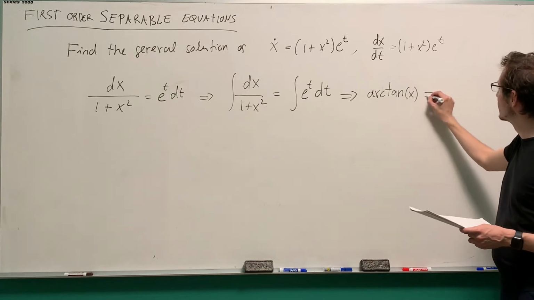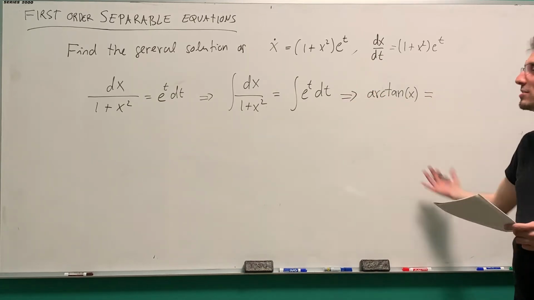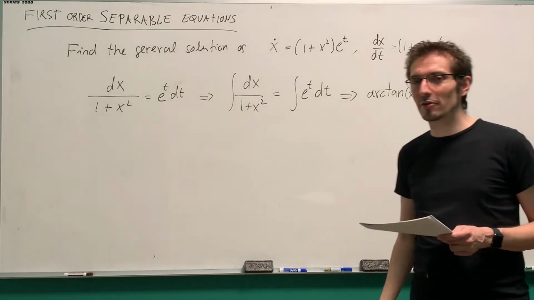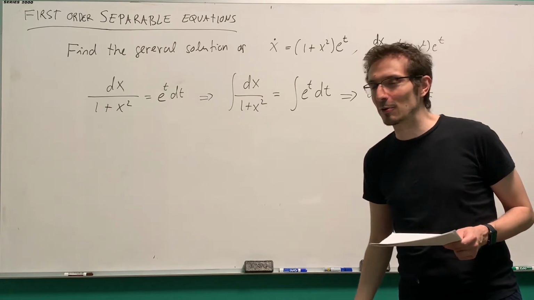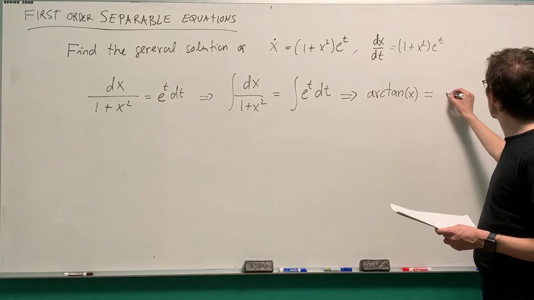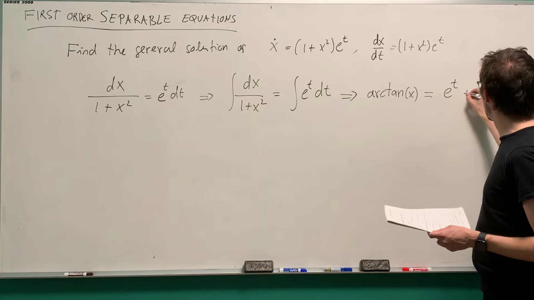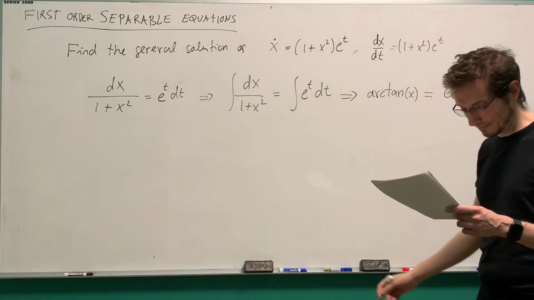And on the right, well, this is an exponential. It's one of the most difficult integrals ever. The integral of the exponential is the exponential itself. So this is e^t plus a constant. Let me call it c.